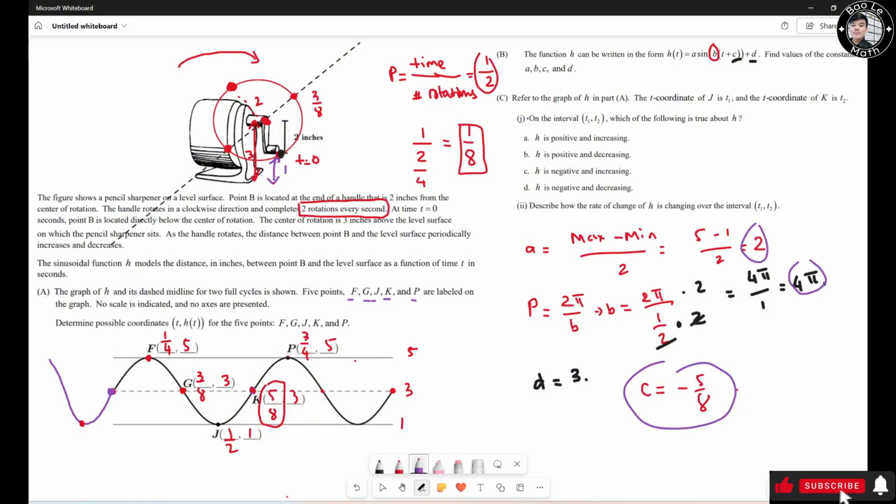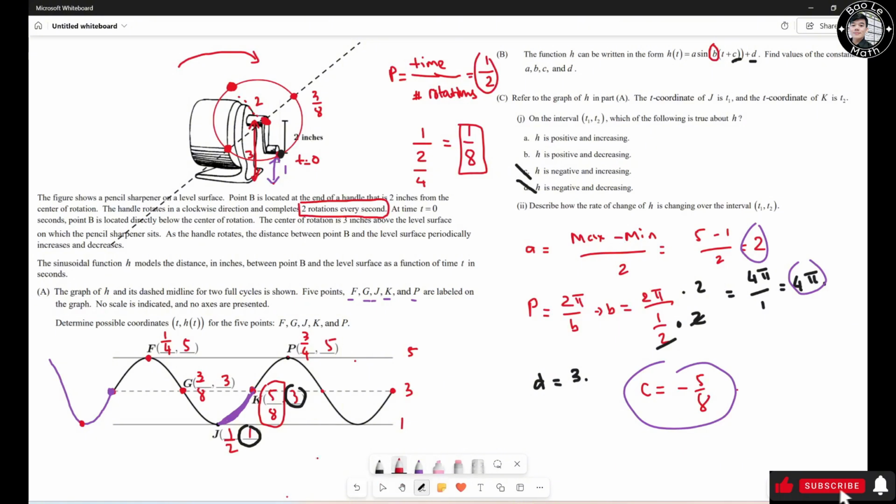Now, let's move on to question C. Refer to the graph of h in part A. The t coordinates of point J and point K are T1 and T2. So points J and K should be right here. On the interval T1, T2, which of the following is true about the function h? Since the y values right here are positive, the function is positive. So we need to eliminate C and D.